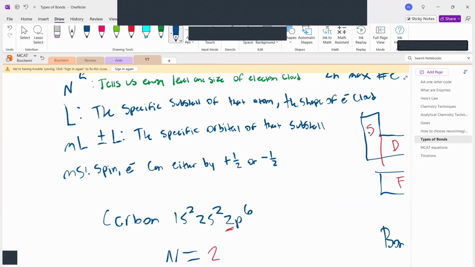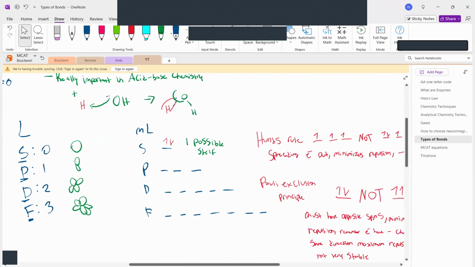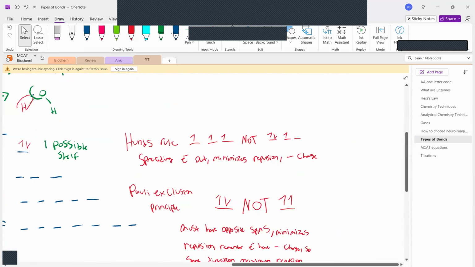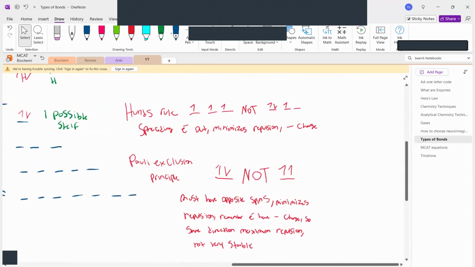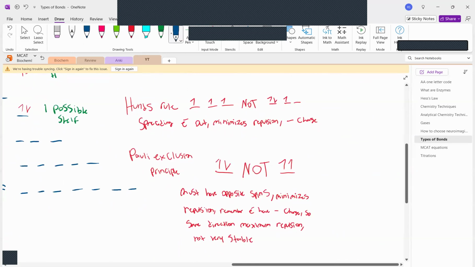Then ms is your spin. Electrons can either be +1/2 or -1/2, so they can either be up or down. They can't be both. If you're occupying that orbital, you can't be both at the same time. That's what I was talking about with, not Hund's rule, sorry, the Pauli exclusion principle, where you have to have +1/2 and -1/2 for your ms. It can't be plus plus. You must have opposite spins because this minimizes your repulsion.